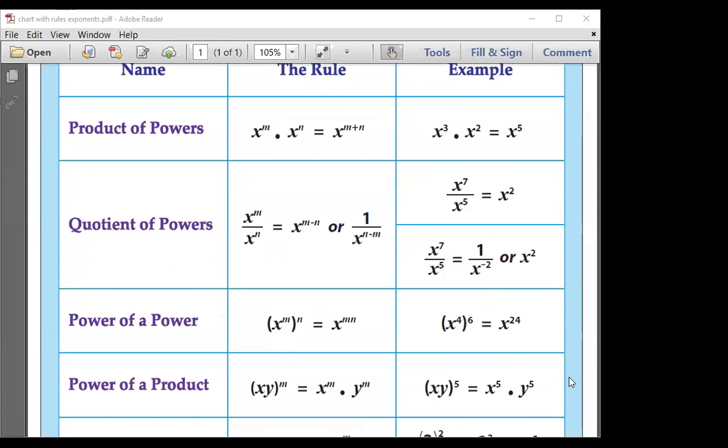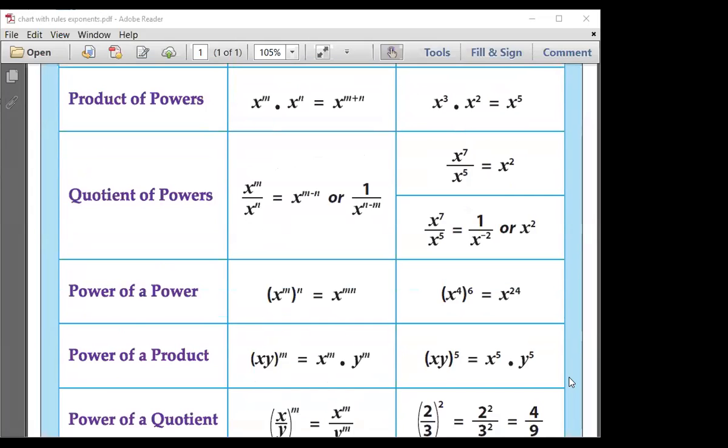So let me give you an example. xy all to the power of 5. Above x, we have how many?